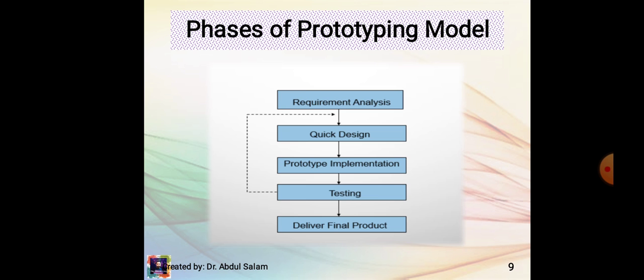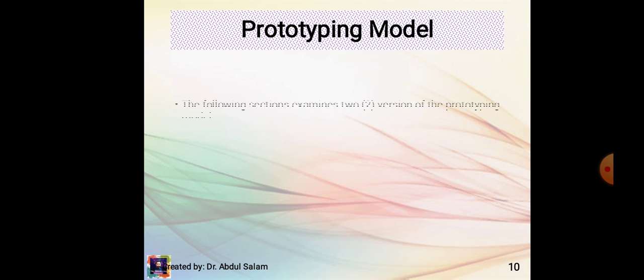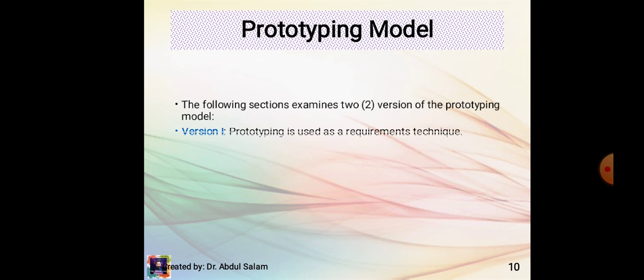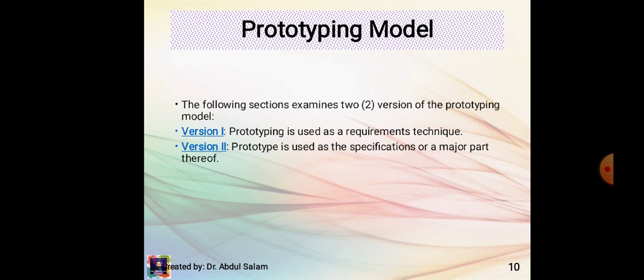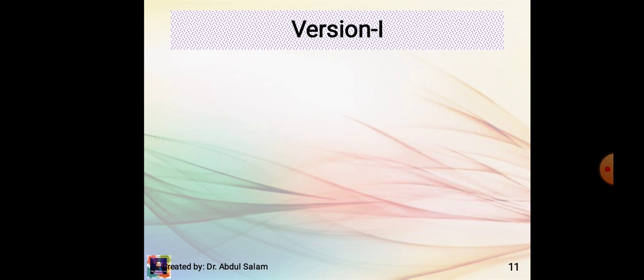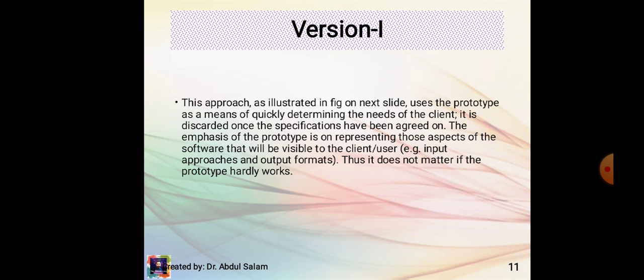Phases of prototyping model. The following sections examine two versions of the prototyping model. Version 1. Prototyping is used as a requirement technique. Version 2. Prototype is used as a specification or a major part thereof. Version 1. This approach, as illustrated in the figure on the next slide, uses the prototype as a means of quickly determining the needs of the client. It is discarded once the specifications have been agreed on.